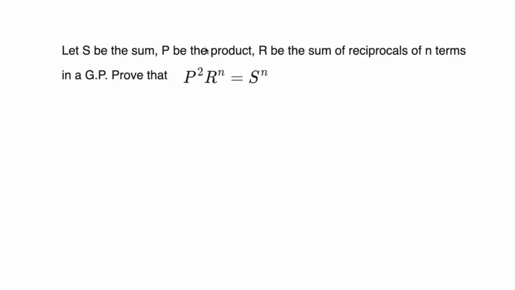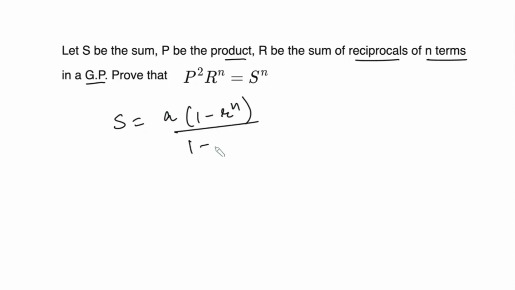Let S be the sum, P be the product, and R be the sum of reciprocals of n terms of a GP. Prove that P square times R raised to the power n is equal to S raised to the power n. So S is equal to A times 1 minus R raised to the power n over 1 minus R. We are also given that P is the product of n terms.